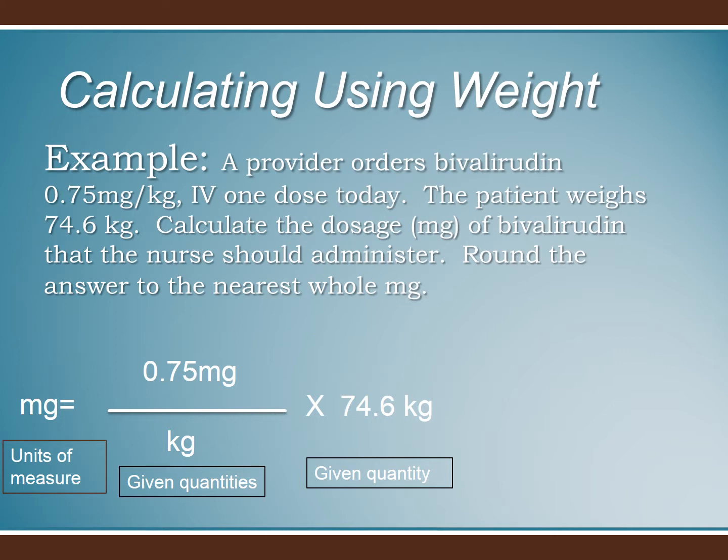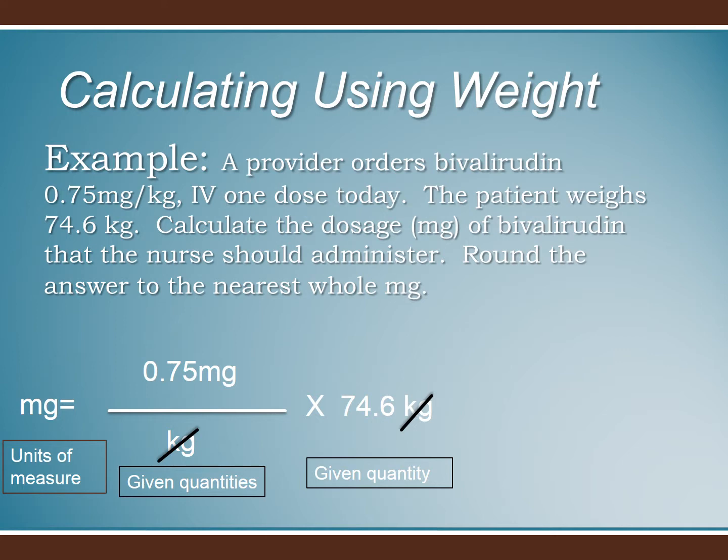Then the third step, I need to review if there is a conversion factor needed. Well, I have a milligram, and I have a milligram with a kilogram, and I have a kilogram. Therefore, I do not need to use any conversion factors. Now I want to calculate the problem. I need to know how many milligrams total I want to give the patient. The order provided was to give 0.75 milligrams per kilogram of medication.